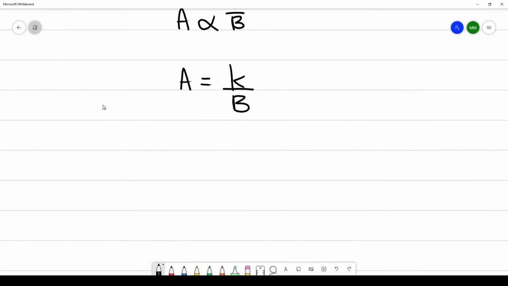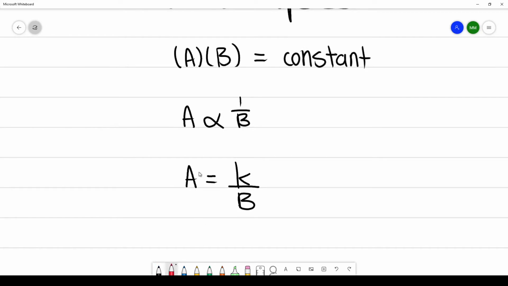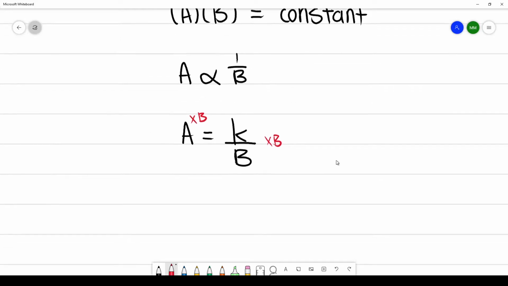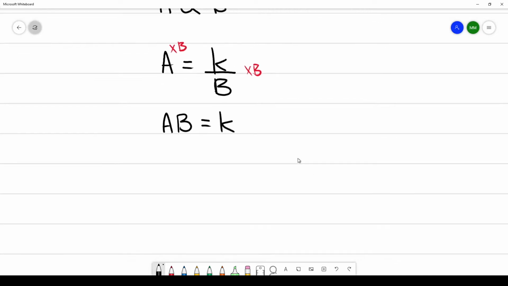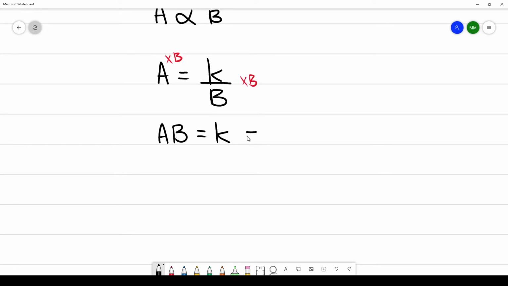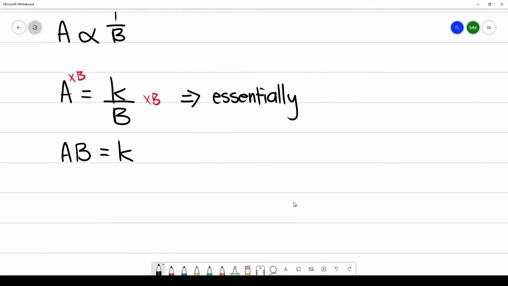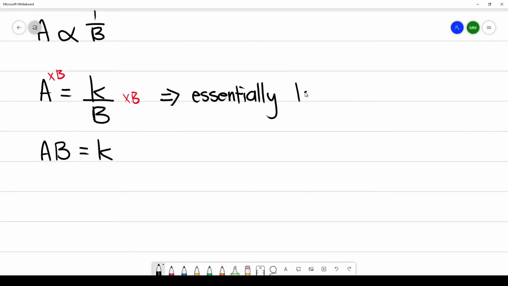Now, why does this work? Because, again, you can try to multiply both sides by B, and you will get that A times B is equal to K. So essentially, K is the constant product.